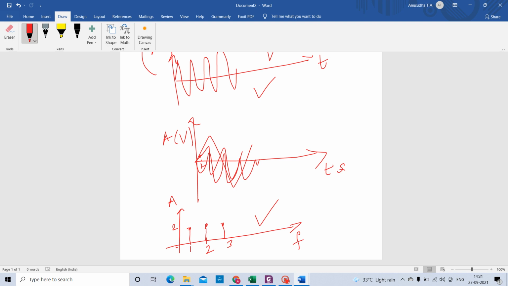See here, I can easily analyze the signal. At 1 hertz, I am getting 2 volt, right? At 2 hertz, 3 hertz, there is no overlap as in the time domain signals. This is the advantage of why we are converting the time domain signal to the frequency domain.